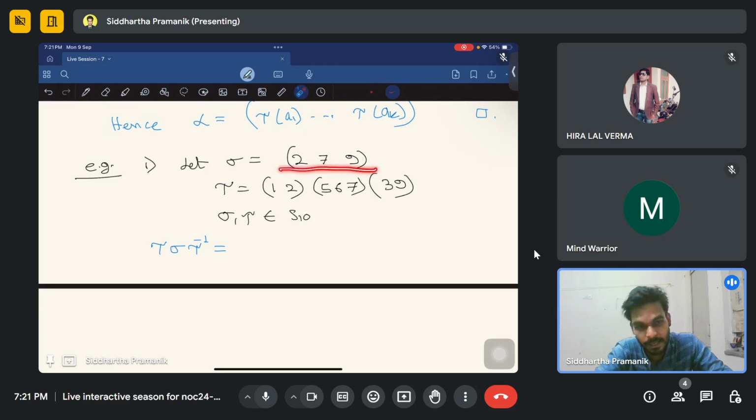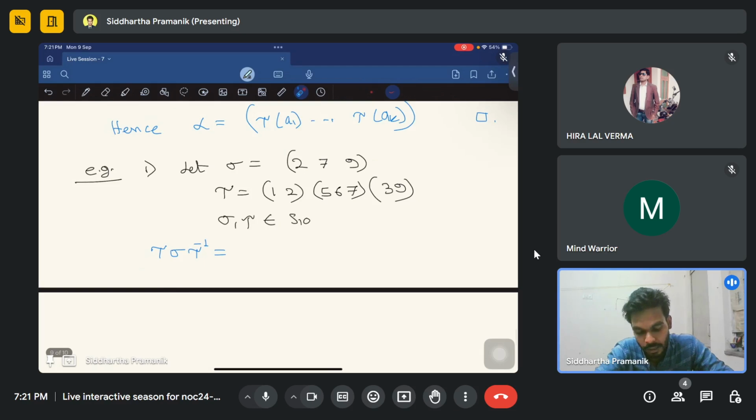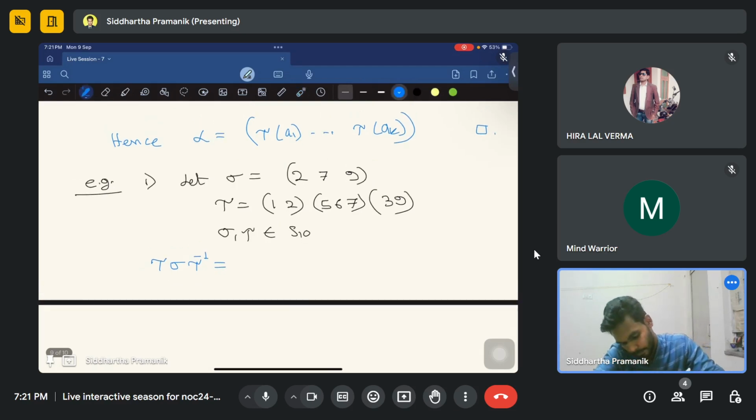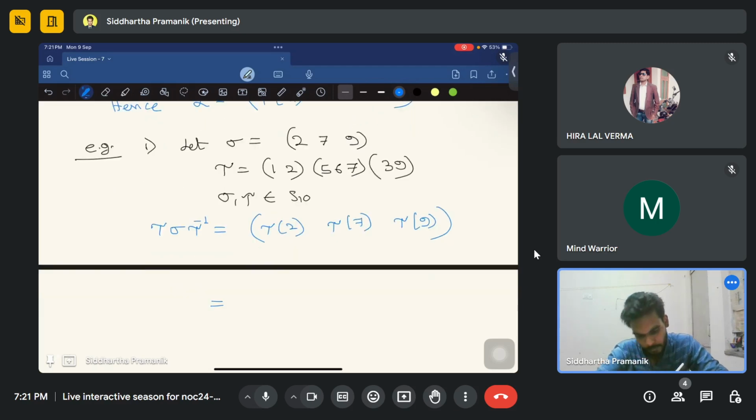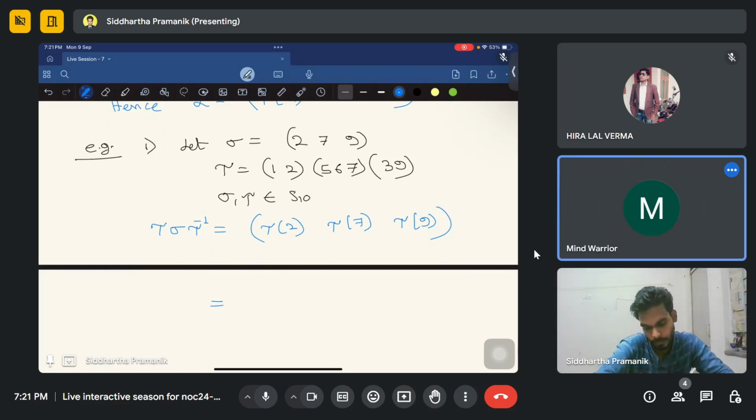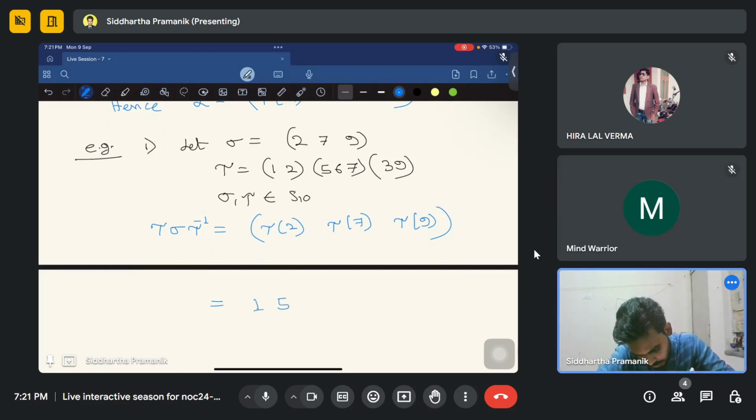So sigma is a 3 cycle. So its conjugate is also a 3 cycle by the previous formula. But what is this? It is tau of 2, tau of 7, tau of 9. So it is this 3 cycle by the formula. So what is this? One, five, three. Yeah, so it is (1 5 3).